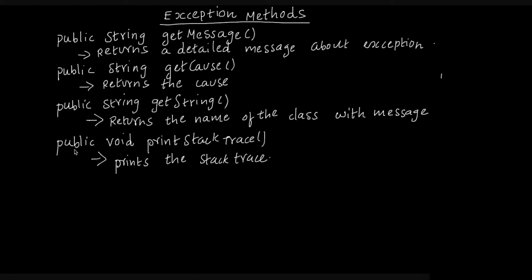This method would print the complete details about the exception. So where this exception has occurred, the method name and the line number, and then the method where it has been called. Like that, it will print the complete stack trace about the exception. So these are the 4 methods that are commonly used by developers for debugging the exception.